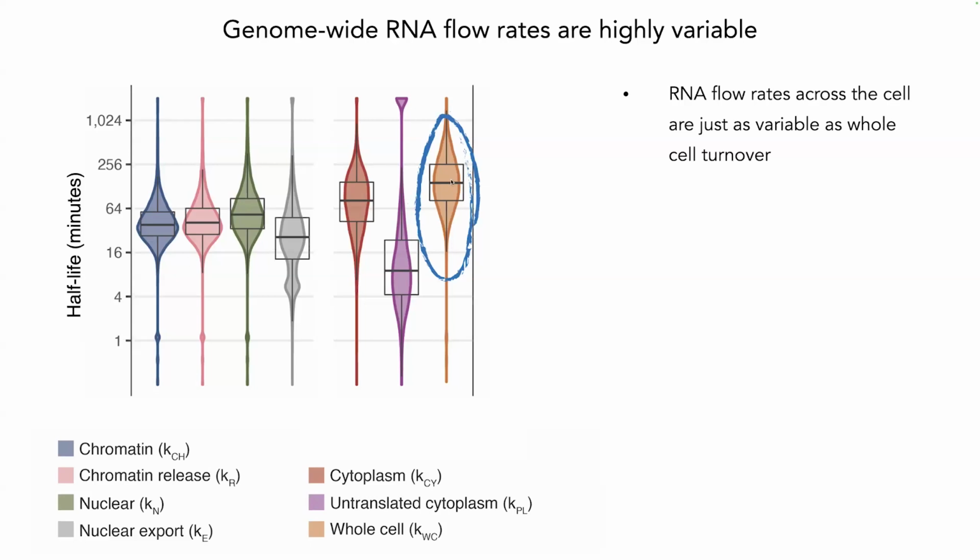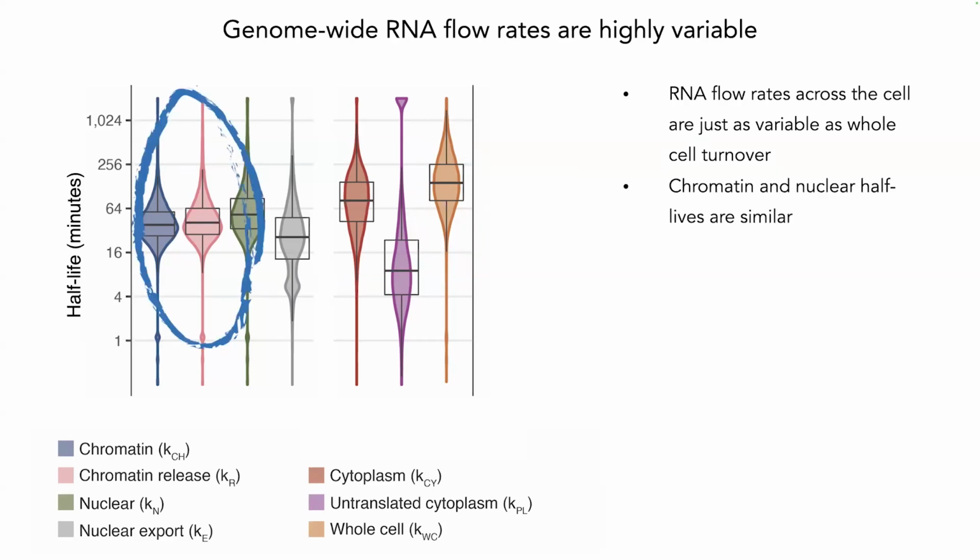First of all, it's been appreciated for a while that RNA turnover globally is highly heterogeneous. And we, of course, recapitulate that with our studies. As you can see here, the lifespan of different RNAs varies across the genome. But we saw that the rest of the rates as well vary just as much. And we call these RNA flow rates to indicate rates of RNA transit across the cell.